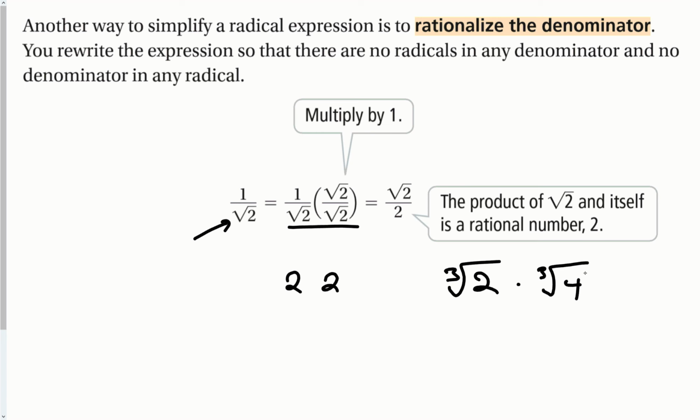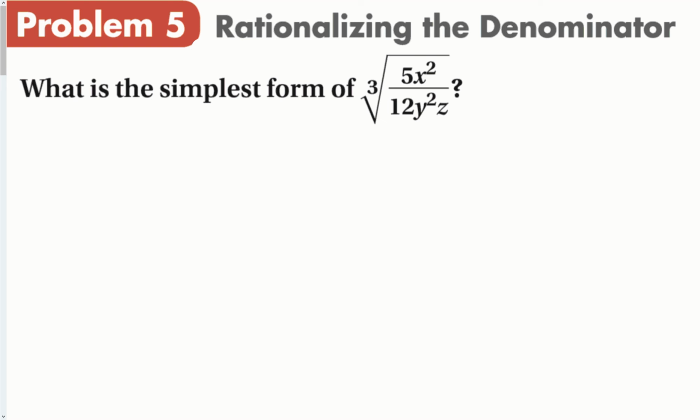If I just multiply the top and the bottom of the expression by the third root of 2, same thing, I would get the third root of 4, which is not a perfect cube and therefore does not get rid of the radical. Let's try it. So what's the simplest form of this expression? Now, before I do anything, I should try to simplify this.